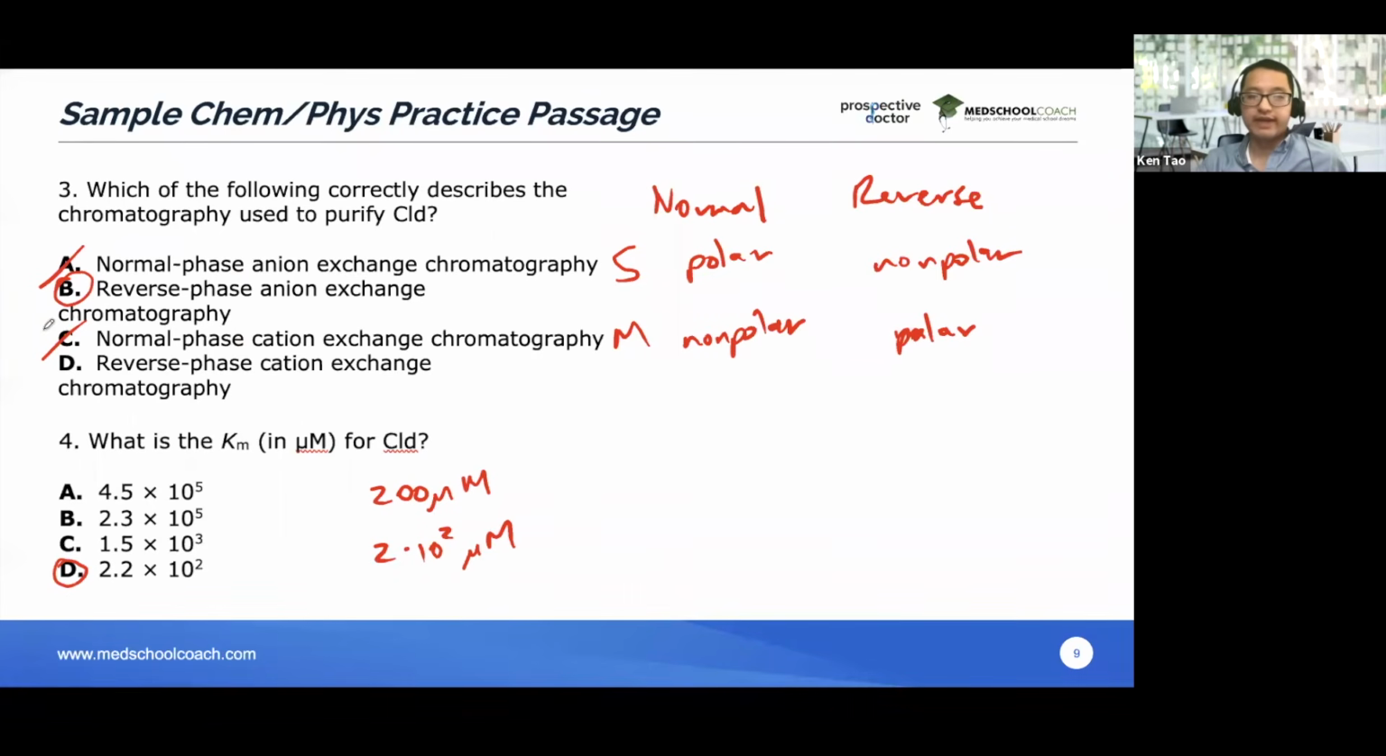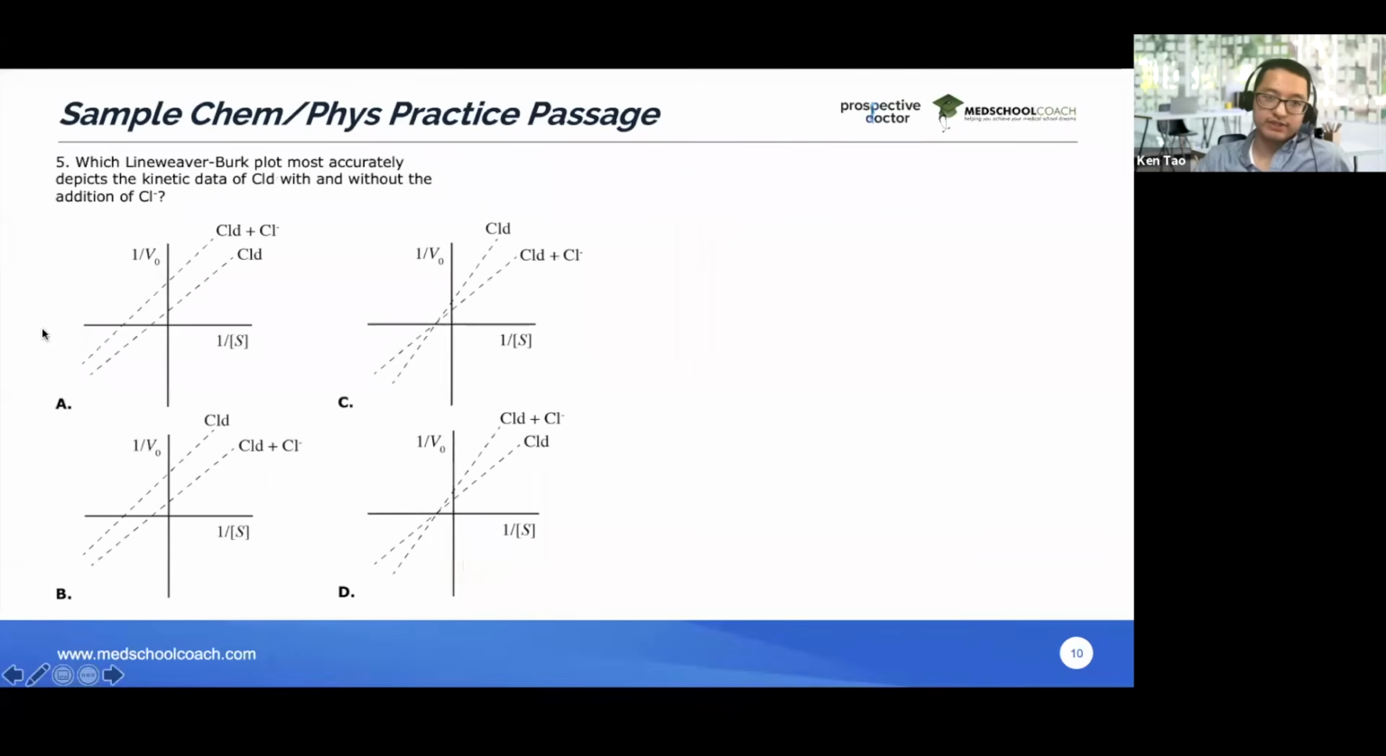All right, we have one last question. This last question is, which Lineweaver-Burk plot most accurately depicts the kinetic data of chloride dismutase with and without the addition of chloride? All right, so the first thing we need to know here is exactly how do Lineweaver-Burk plots work? The thing I'm going to tell you to focus on are the intercepts. So who can tell me when we're doing Lineweaver-Burk plots what the x-intercepts and y-intercepts refer to?